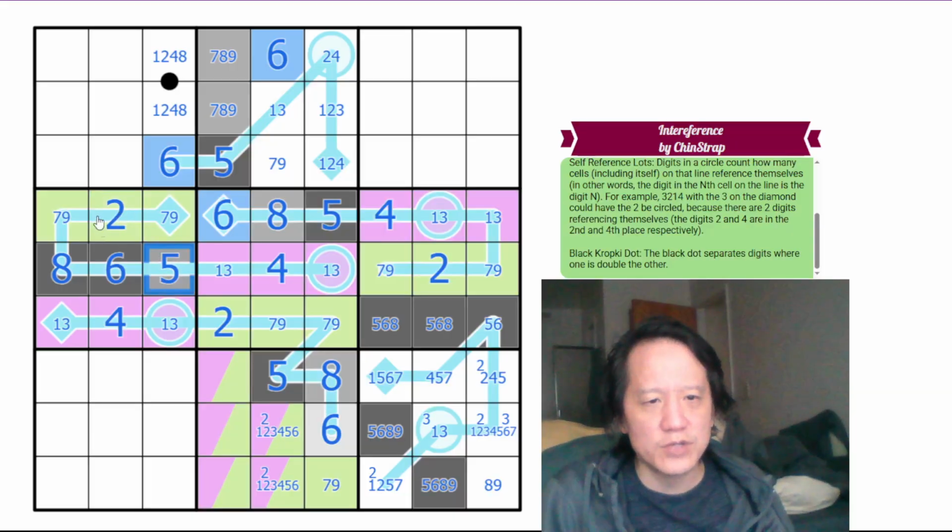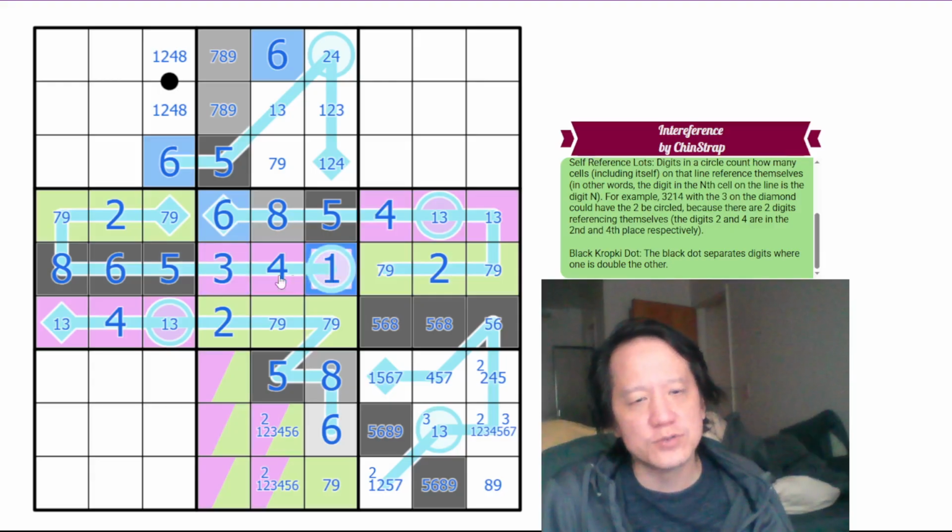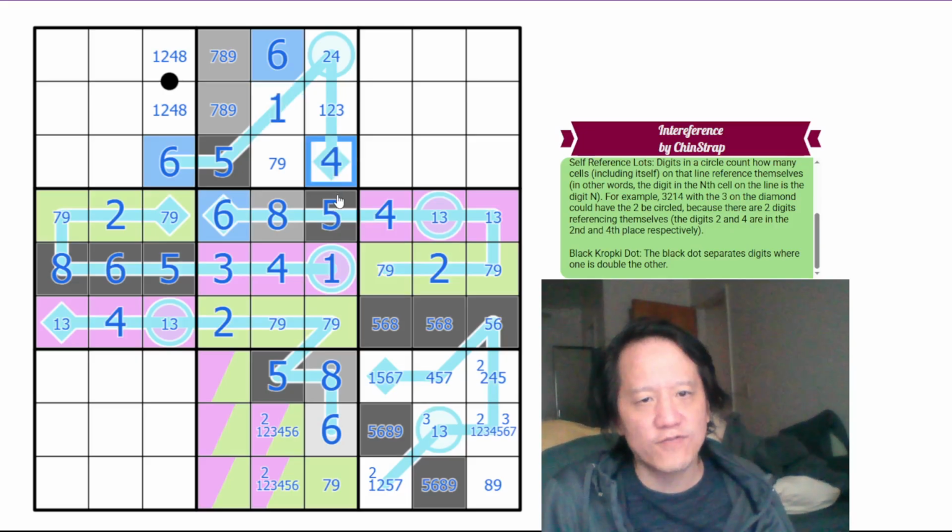So this only matches 1. So this has to be 1 then, right? It's that this only self-references once. These are not self-referencing, neither is these, neither is this, and this change means that can't be self-referencing. So this is 3, this is 1. That means 1 cannot be here, so 1 has to be there, which means that 4 has to be there, which makes this 2 and 3.